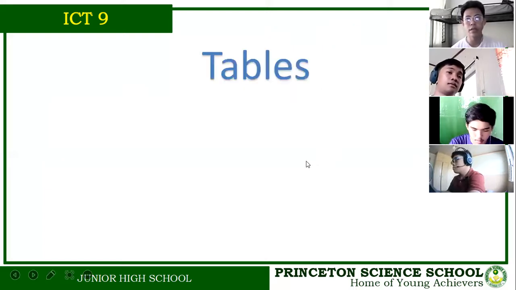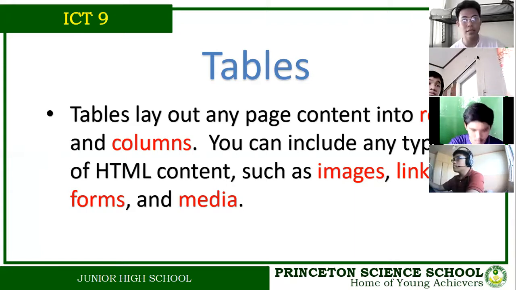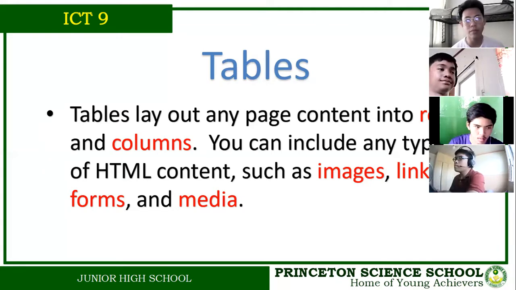Okay, so first, tables. Tables lay out any page content into rows and columns. Tables have what you call cells. Okay, so I think you already know this. The cells are the intersection of rows and columns by which tables are made. Tables are made out of rows and columns, and the intersections of those rows and columns are called cells. And the contents are to be placed inside. You can include any type of HTML content, such as images, links, forms, and media.